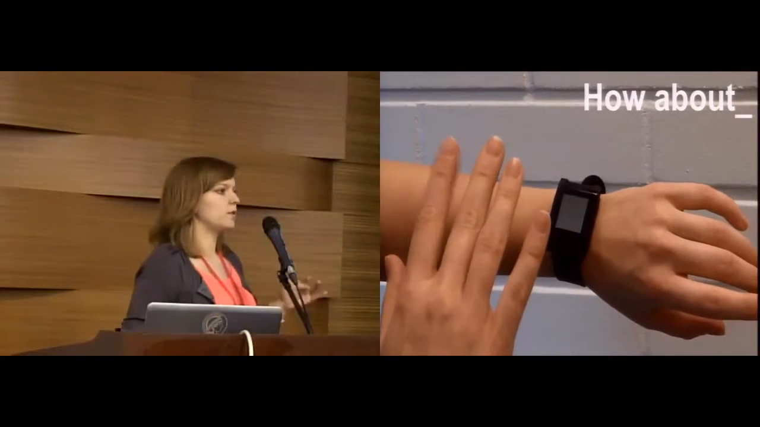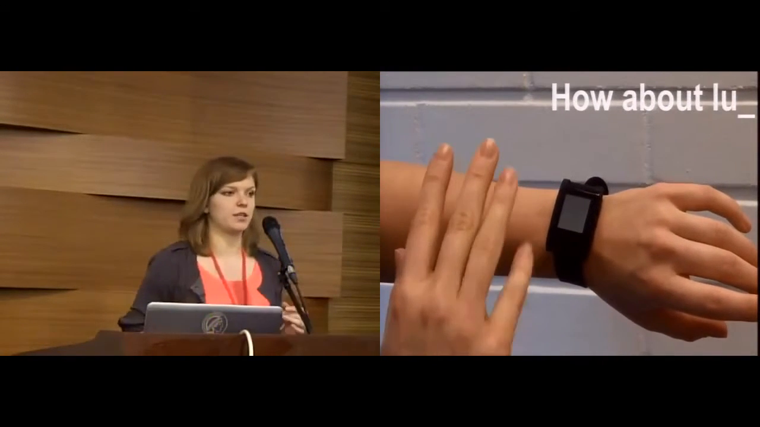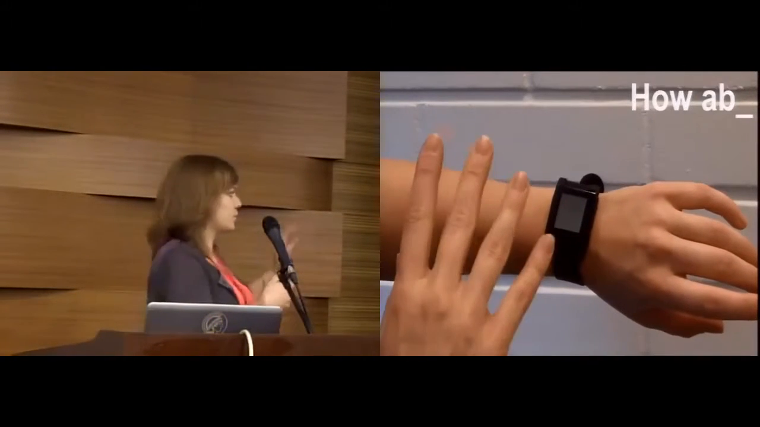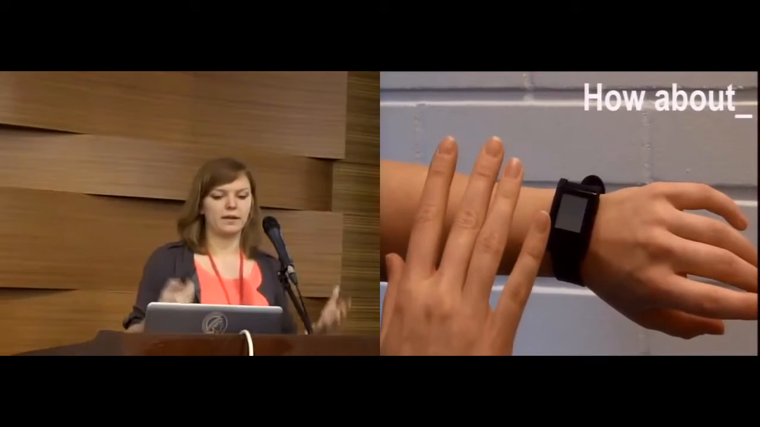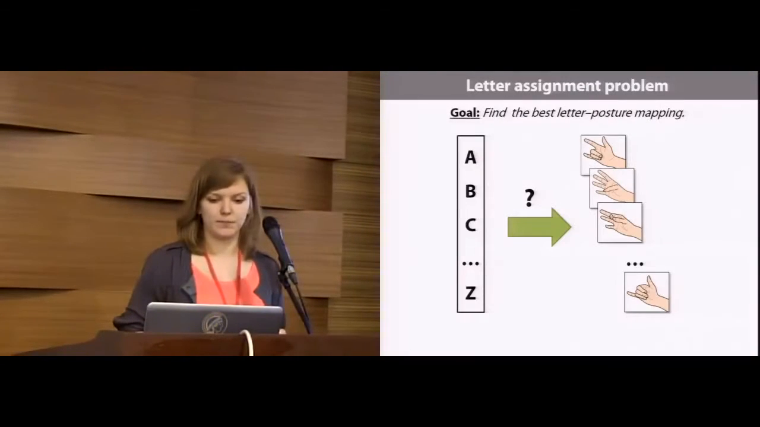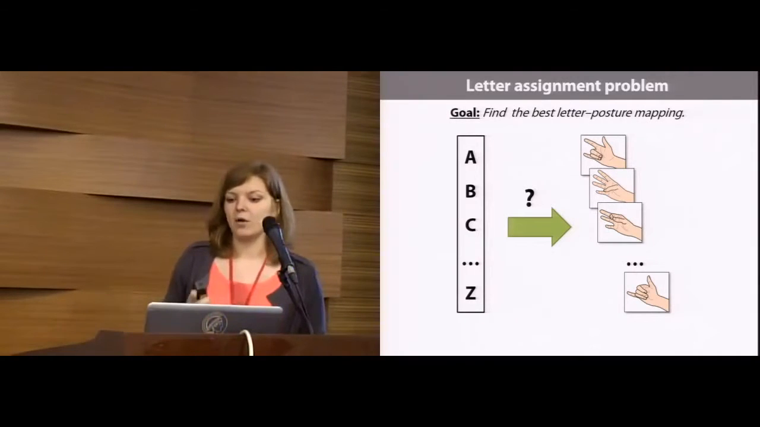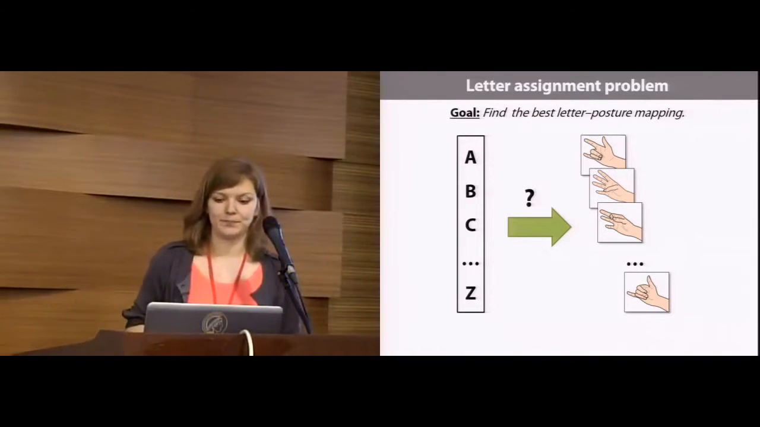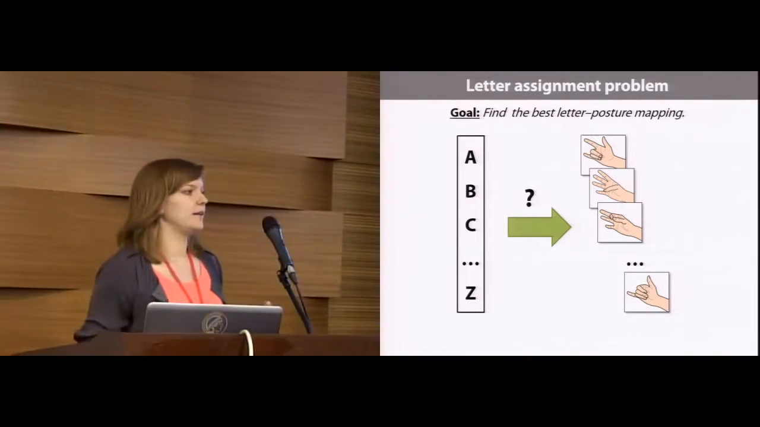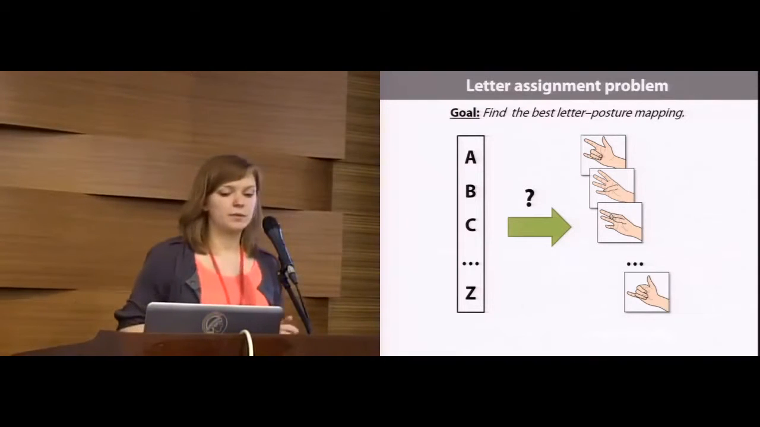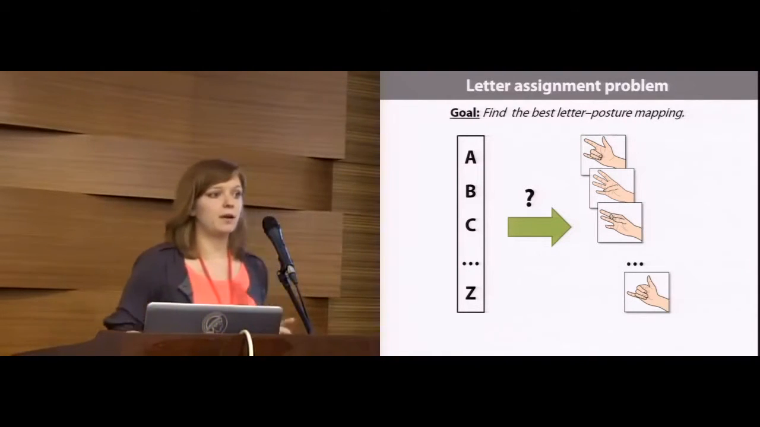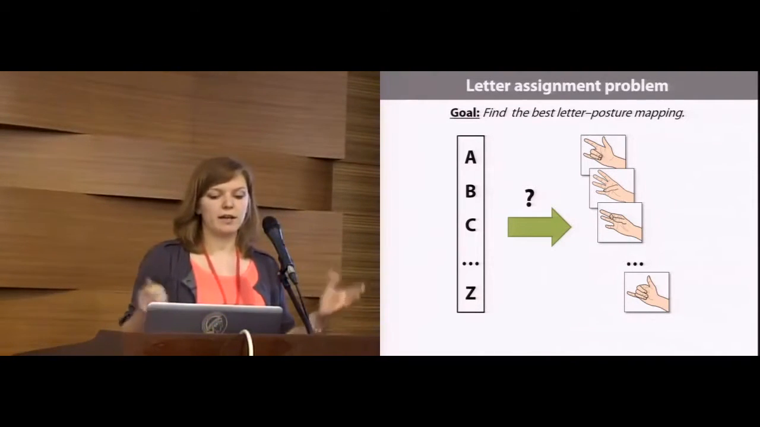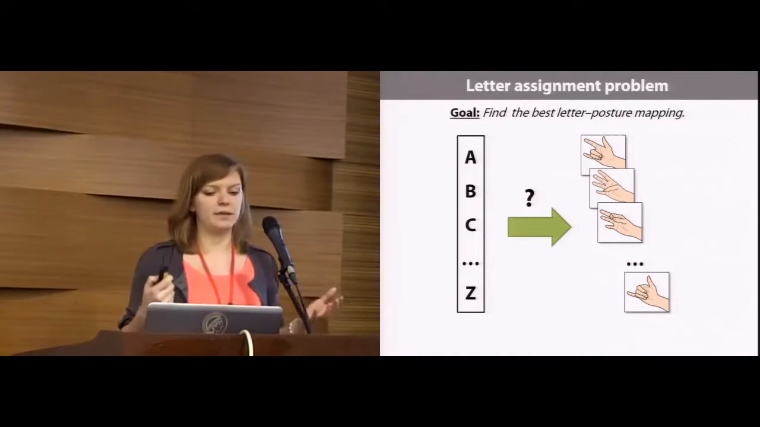So we want to use these chord-like gestures where we use combinations of flexed or extended fingers to enter single letters. And I'm going to show you how we use our results to make informed decisions on what gestures to use for this. So the problem is how to map letters of the alphabet to these gestures that we can make. And this is a well-known problem in text entry research. It's an instance of the general assignment problem, which is known from combinatorial optimization.